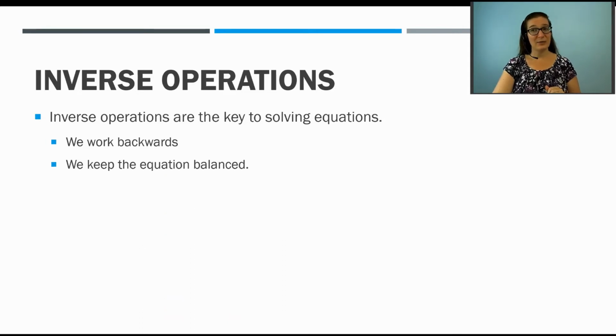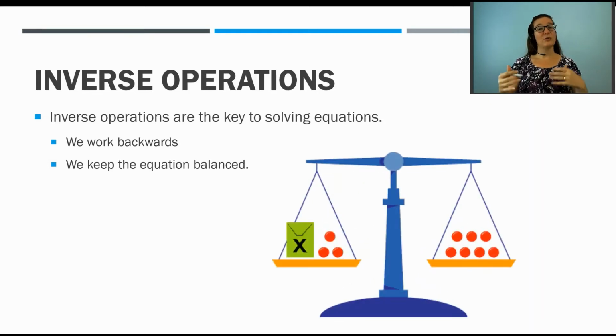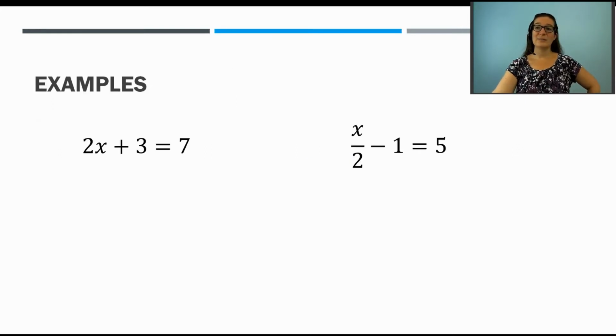The other important thing that we need to keep in mind is that we must keep our equation balanced. The equal sign in an equation means that both sides are exactly equal weight, kind of like a scale, right? So whatever we do to one side of the equation, we must also do to the other side of the equation. For example, if I'm taking a look at this scale and I want to get just that x on one side, that means I would take away these 3 circles. So on the other side, I will also have to do exactly the same thing and take away 3 circles. So whatever we do to one side, we must also do to the other side. Okay? So let's go ahead and take a look at some examples.